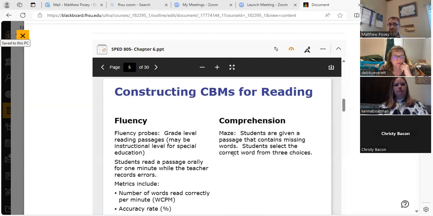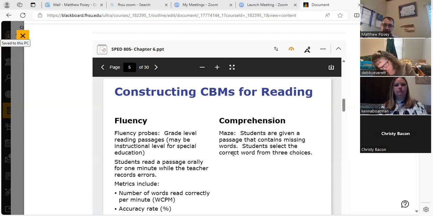Another one that's common for reading is comprehension. Okay, maze test. So I don't know if you're familiar or heard about a maze test, what that entails. Is anybody familiar with the maze test in reading? Yeah, okay. So basically, you're giving them a passage that contains missing words, and the students are going to select correct words to put in the blank where the word's missing.